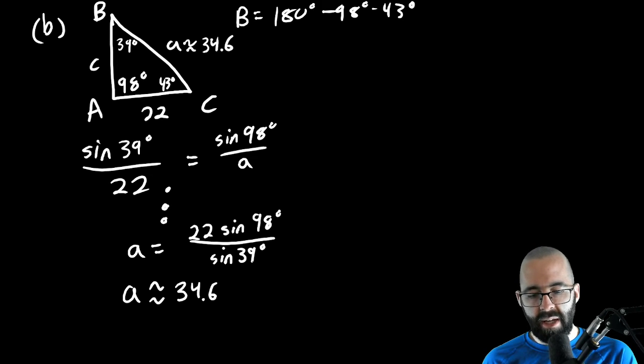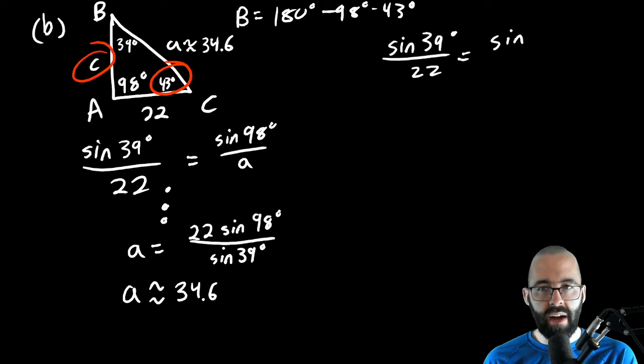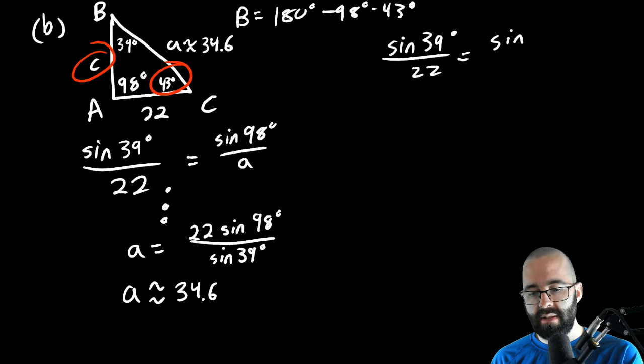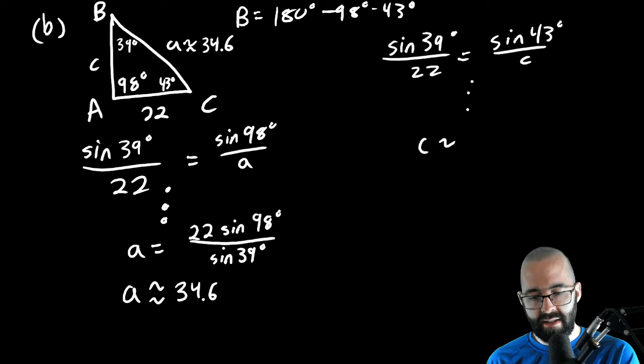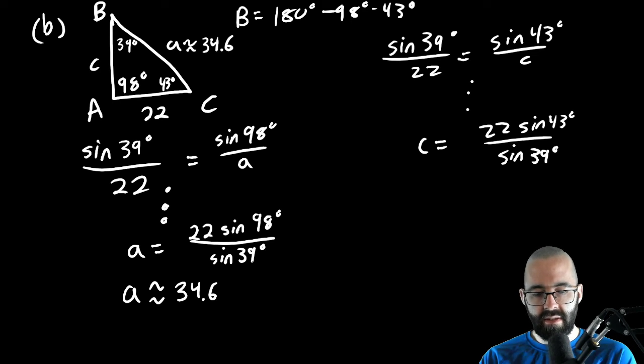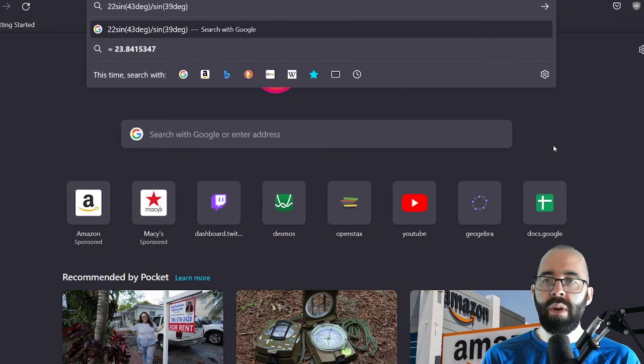And do the same thing with C. Again, the sine of 39 degrees divided by 22 equals now the sine. Now we're looking at C, so we're looking at this pair: 43 degrees and C. And again, you follow the same exact steps. You're going to get that C is equal to 22 sine of 43 degrees, again, divided by the sine of 39 degrees. So it's a 43 in the numerator now, but it's almost the same. 23.8.